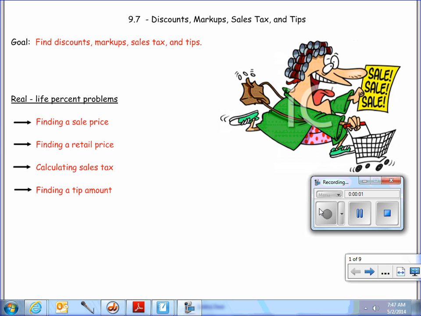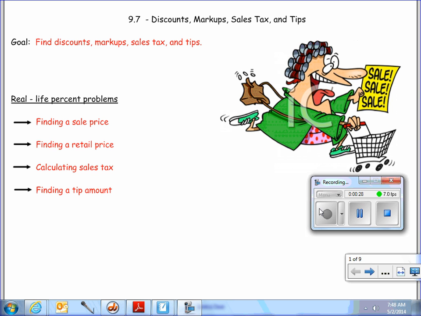In our last lesson for the year, we're going to be discussing discounts, markups, sales tax, and tips. My goal is to help you find discounts, markups, sales tax, and tips. In real life percent problems, you'll need to find a sale price of something, to find a retailer price of something, how much they sell, like a department store. You're going to learn how to calculate sales tax on an item, and also to find a tip amount.